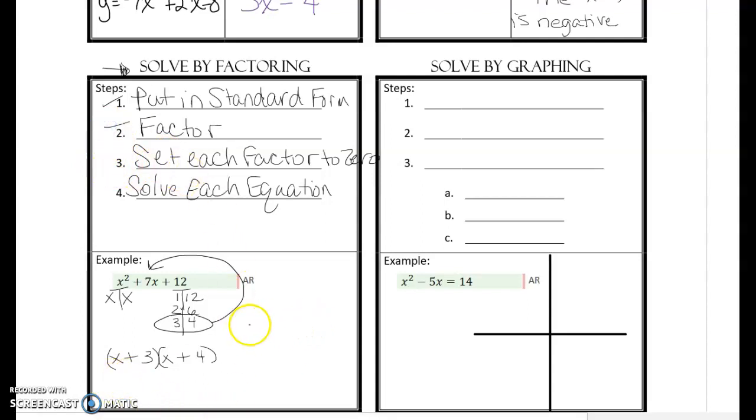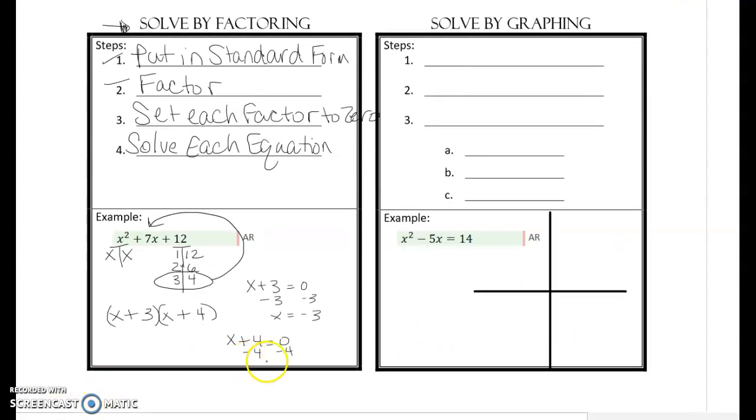So I'm going to set x plus 3 equal to 0 and solve that equation. Subtract 3 from both sides. X is equal to negative 3. Then I'm going to set x plus 4 equal to 0, and then I'm going to solve that equation. Move this down just a minute. So this is x is equal to a negative 4. So my two solutions are x is equal to negative 3, x is equal to negative 4. Not too bad, right? All right.